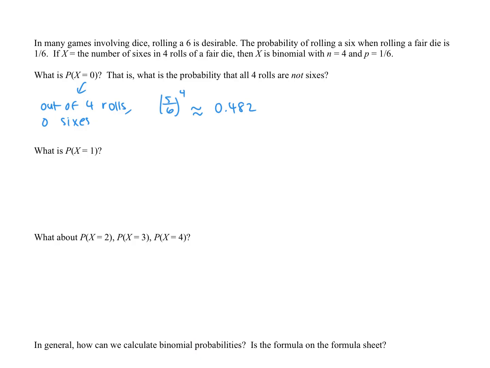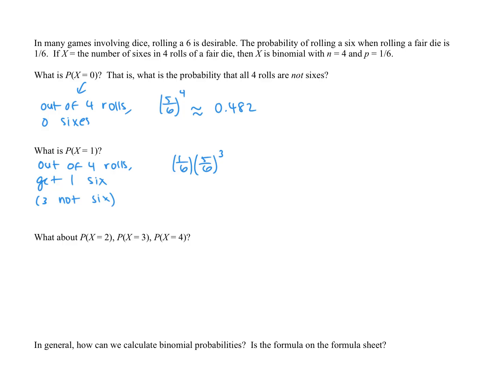Okay, so then a probability of x equals 1 means out of 4 rolls, we get one 6, which then, of course, means 3 that are not a 6. So the probability that we get a 6 is 1/6. The probability we don't get a 6 is 5 out of 6, but we have to raise it to the 3rd power because that's happening 3 times.